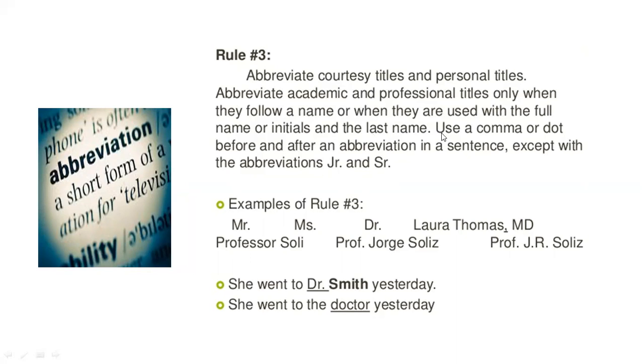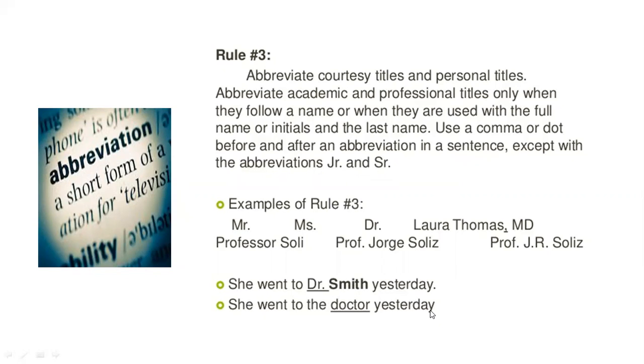So we can use a comma or dot before and after an abbreviation in a sentence except with the abbreviations JR and SR. This is the exception. After that we should not put a comma. Like this: Mr. Professor MS Solly, then Dr. Lara Thomas, MD. Here you can see the example: She went to Dr. Smith yesterday. So after doctor, we should add a dot. Then, she went to the doctor yesterday.